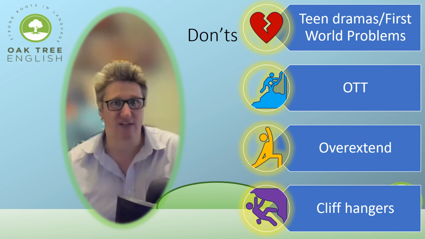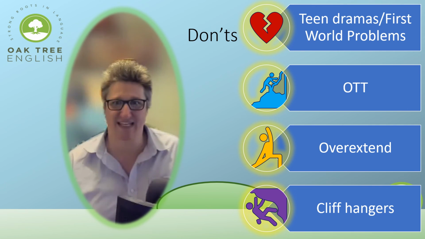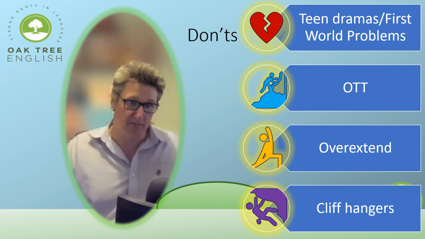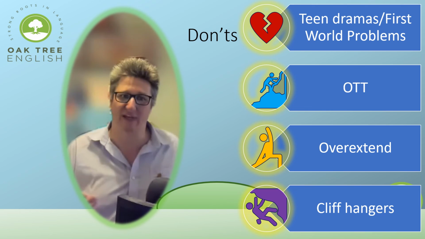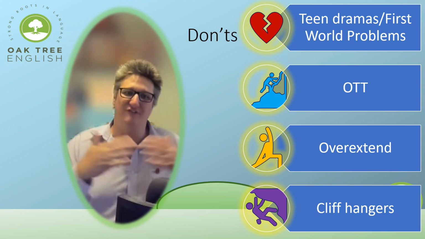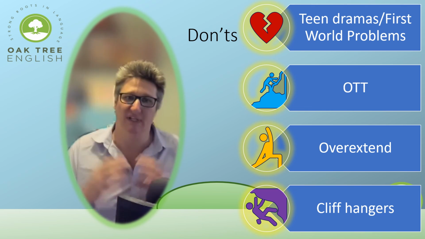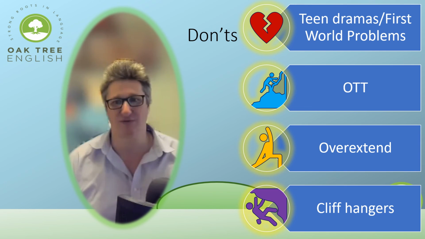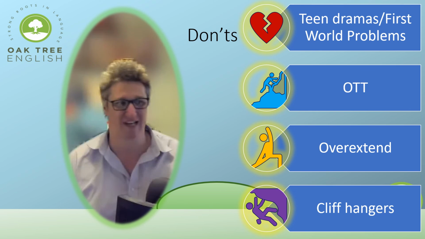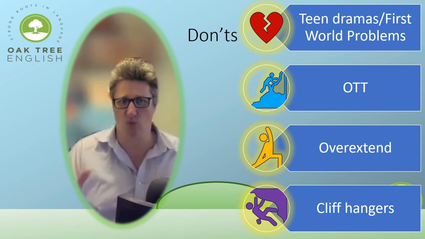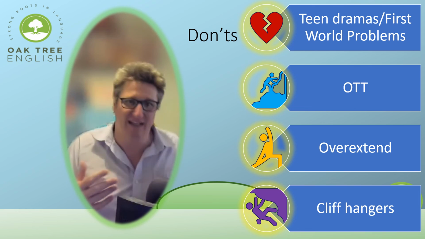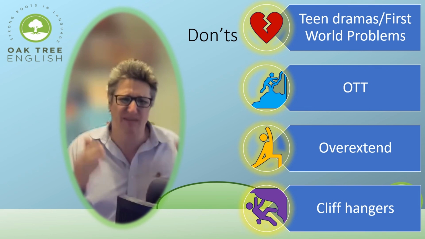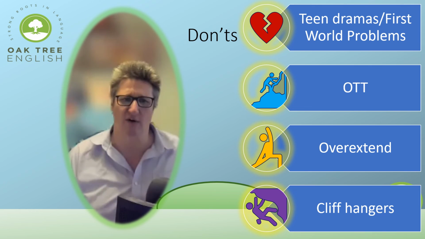The one I didn't mention there was overextending. That means don't put in multiple characters, multiple settings. Don't overextend. Keep it simple. Boil it down to the very basics. Don't overextend yourself by creating an intricate world which you have to then explain and draw word pictures for. Keep it in this world so that you know where you're going, they know where you're going.